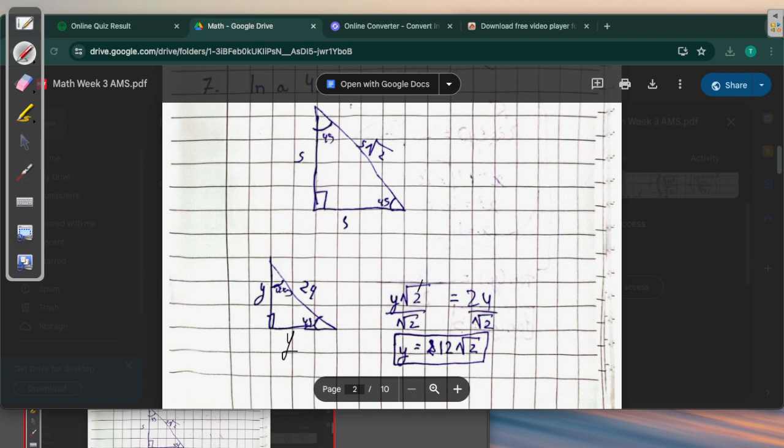You divide by radical 2, this cancels with this, so you have 24 over radical 2. Then you rationalize, you multiply by radical 2 up and down. I'll just write this here and here just to clarify. So this would be 24 radical 2 over 2. 24 and 2 cancel out, so 12 radical 2 is your answer for question number 7.